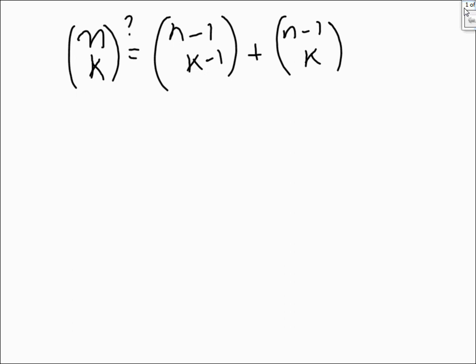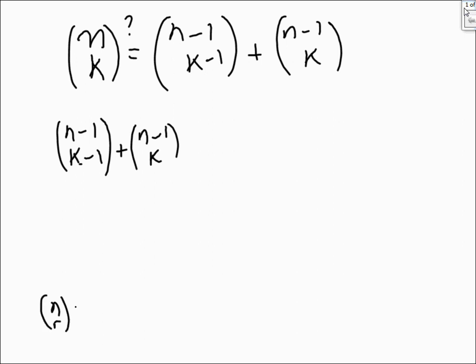For right now, we don't know it's true. So let's look at n minus 1 choose k minus 1 plus n minus 1 choose k. Remember that n choose r has the top number factorial on the top, the difference between the top and the bottom factorial on the bottom, and the bottom number, the lower number, the r, factorial on the bottom.